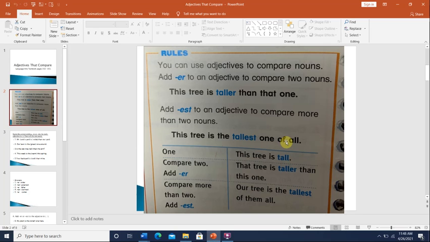If we want to use an adjective and tell about one thing or one noun, we will say this tree is tall, right? Now we are only talking about one tree. This tree is tall. We want to compare two trees. That tree is taller than this one. If we want to compare more than two trees, we say our tree is the tallest of them all.